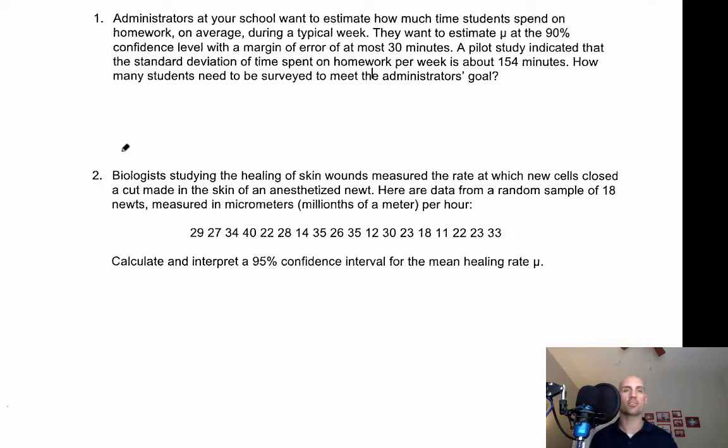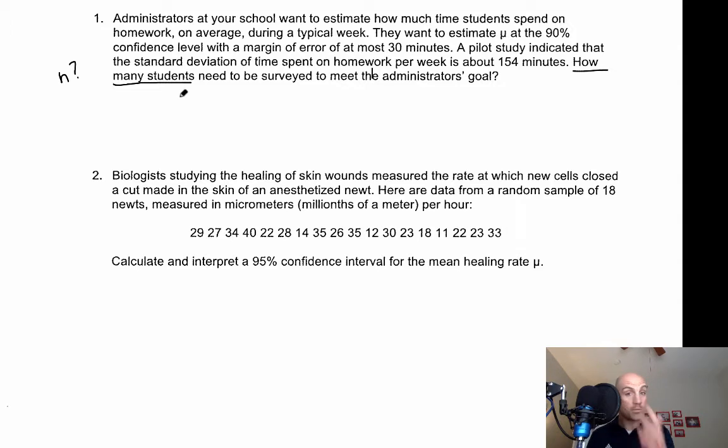In this example, administrators at your school want to estimate how much time students spend on homework on average during a typical week. They want to estimate at the 90% confidence level with a margin of error of at most 30 minutes. A pilot study indicated that the standard deviation of time spent on homework is about 154 minutes. How many students need to be surveyed to meet the administrator's goal? So this is one of those questions that we've encountered before where we're actually going to have to work backwards, right? Because they're asking us how many students, and how many students is an n question. Like, we don't know how many students that is.